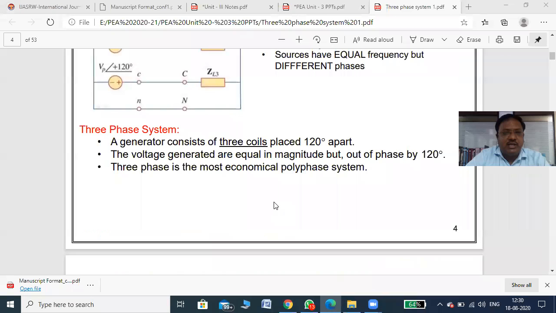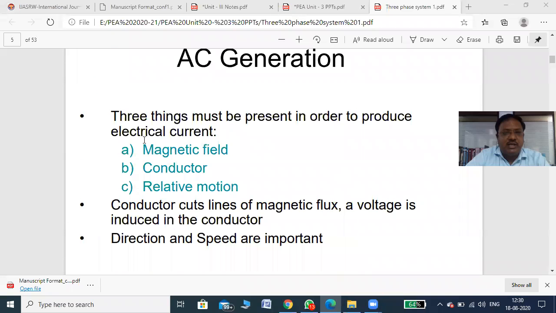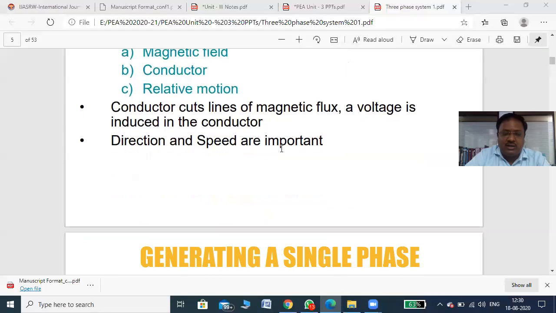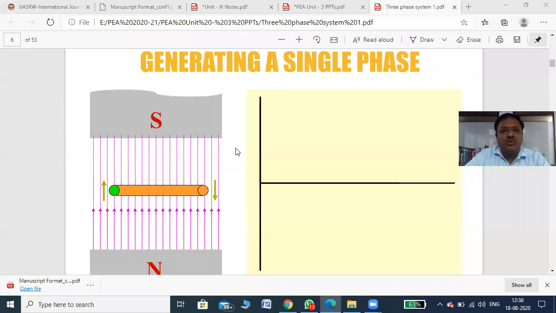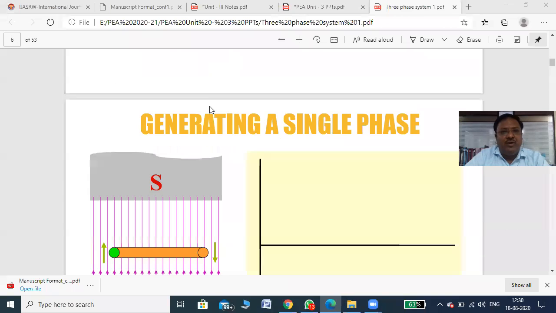Now how the AC is generated, that we have to see. For the AC generation, three things must be present in order to produce electrical current, that is magnetic field, conductor, and relative motion. Without this, the AC generation is not possible, right? So we'll see first the generation of single phase, right? This is a magnetic field, a conductor. Okay, conductor, magnetic field, now relative motion.